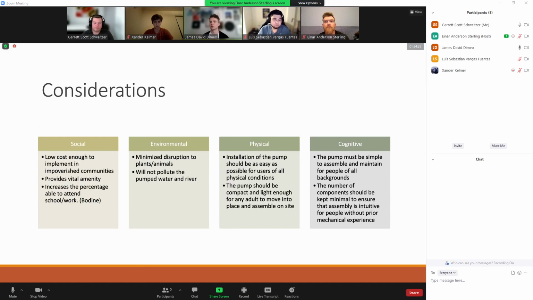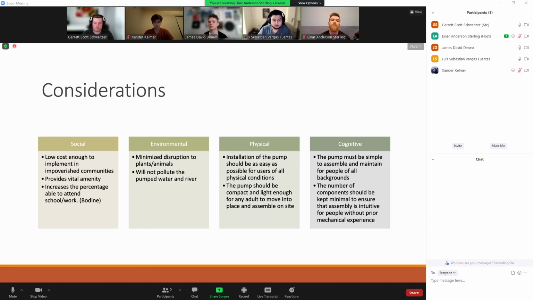For our considerations, we started out with the social considerations of the product. Low cost and ease of implementation are going to be a requirement for impoverished communities or droughted communities that would provide the greatest benefit. This is necessary because it provides not only a vital amenity, but according to worldvision.org, it is statistically proven that access to water in impoverished communities not only increases the percentage of those able to go to school, but also to actively work in their communities.